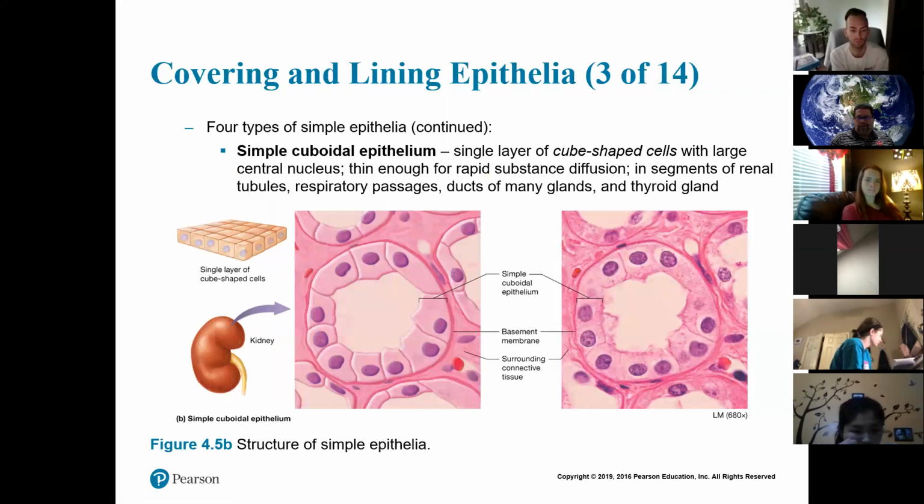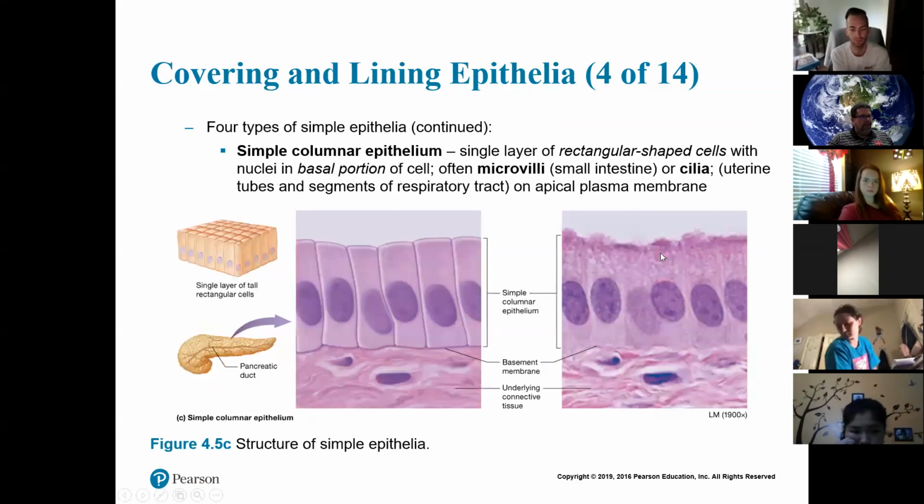Simple cuboidal, we saw, this is the slide we looked at, the tubules of the kidney, nephron, right? Simple cube. Concentrate, make urine. Here is simple columnar. Ours ain't quite this pretty. We looked at the intestine of the rat.